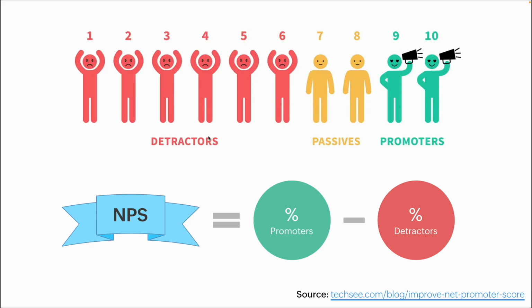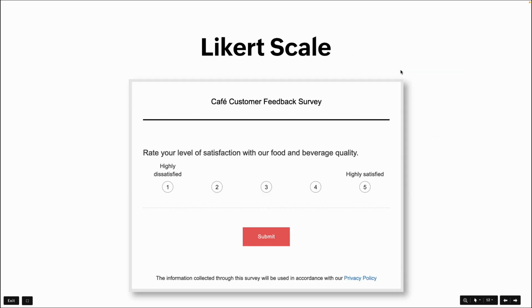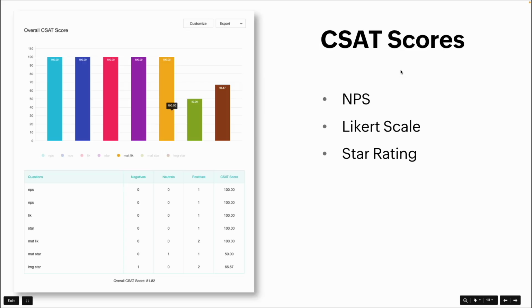You ask people the question I was just saying, how likely are you to recommend us? And you want a lot of 9s and 10s, not a lot of 1s through 6s. And 7s and 8s, they're probably not helping or hurting us. This is a screenshot showing the Likert scale, highly satisfied, highly dissatisfied, that kind of thing. And then this is a screenshot showing the CSAT, or customer satisfaction scores.